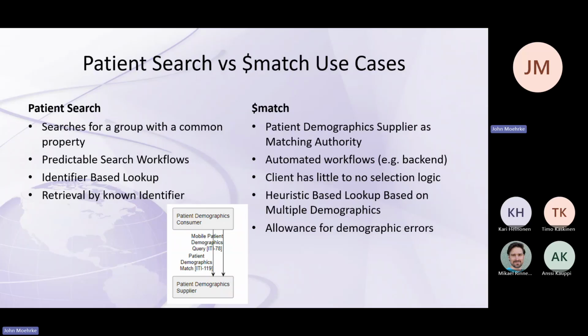So some of the things that you might use it for, instead of dollar match, is, hey, you have an identity and you want to look it up, or you know a specific piece of information about the patient and you want to look it up, or you want to be able to look up a group of patients, so all the Moehrkes. Whereas dollar match would be used when you want to get a single answer, when you have automated workflows that can't deal with getting back multiple results, those kinds of things, and where you want to allow the server to be more heuristic.